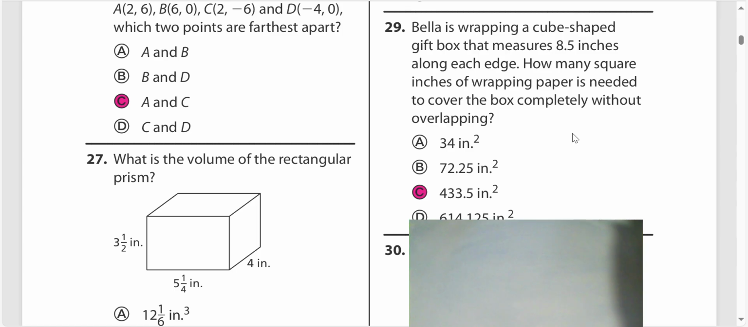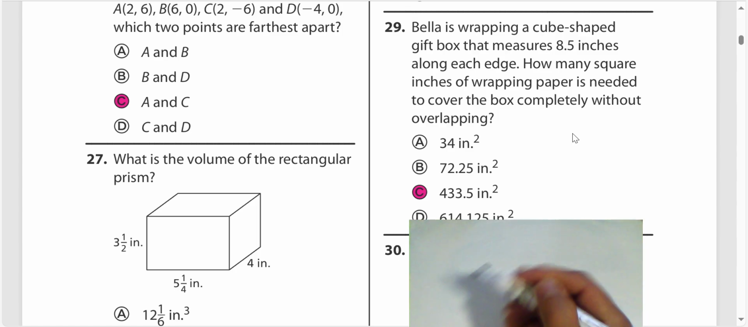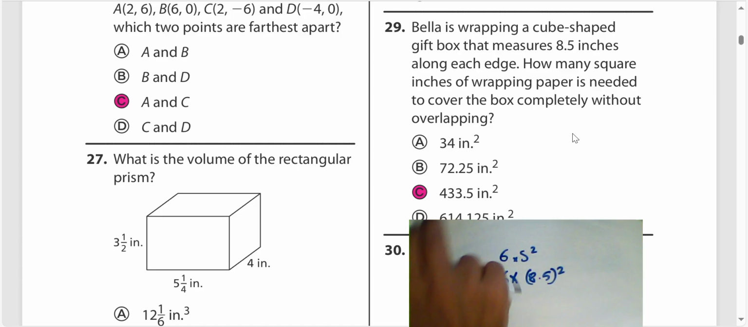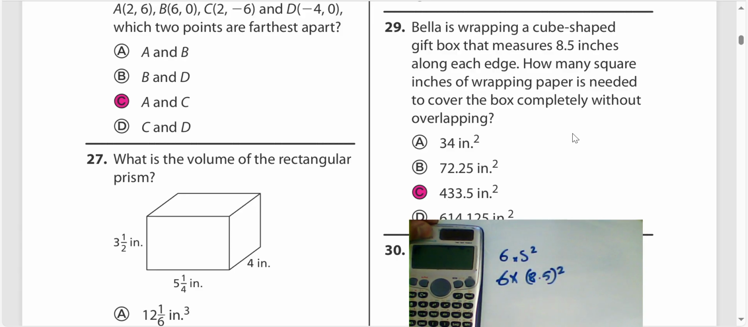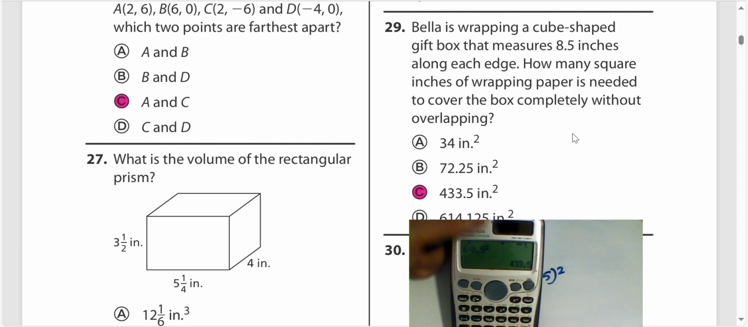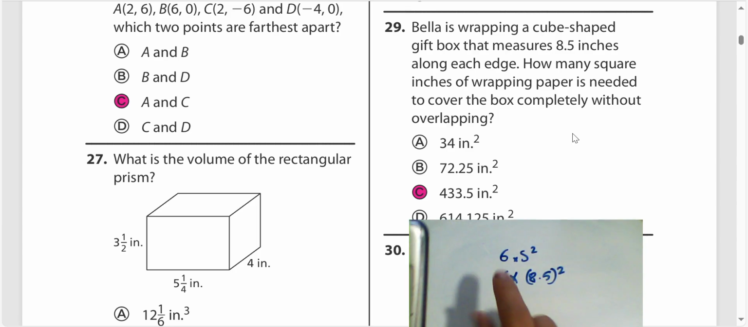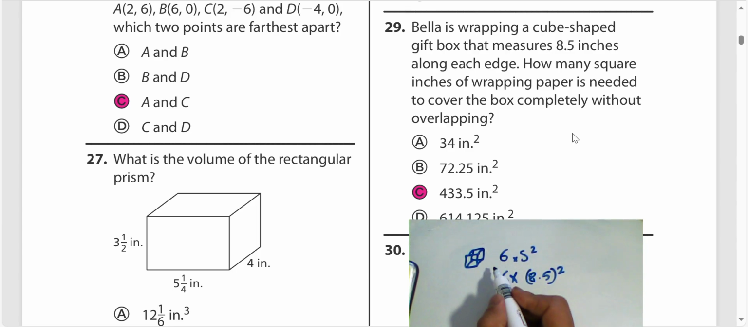The total area of a cube equals 6 times side squared. 6 times side times side. 8.5 squared. We can write 6 times 8.5 squared. Okay, then the result will be 433 and a half. We can find the total area because the cube has 6 faces. The total area equals 6 times the area of one face.